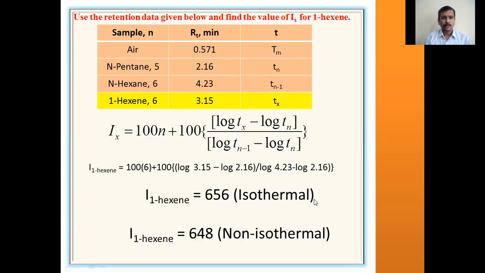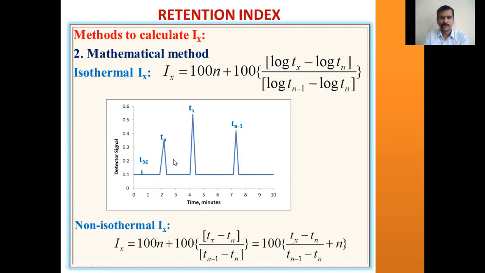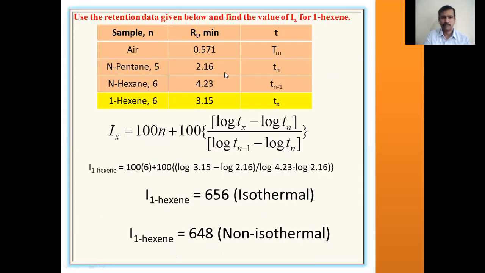Okay. From the chromatogram, what I have presented here has been summarized in the form of a table. Use the retention data given below and calculate the retention index for 1-hexene. The retention times obtained were 0.571 for the mobile phase peak, that is denoted by Tm. Tn is 2.16 minutes. Tn+1 will be 4.23 minutes and Tx is 3.15 minutes. So these two columns you can obtain from the chromatogram.